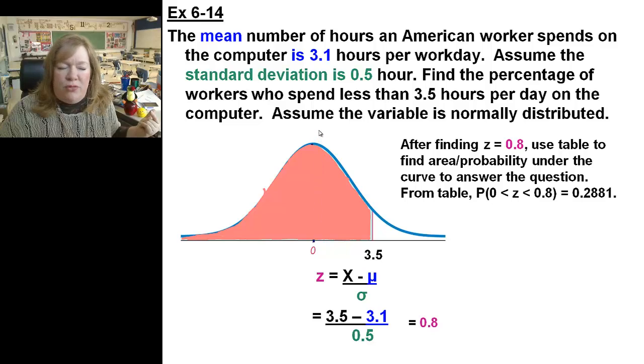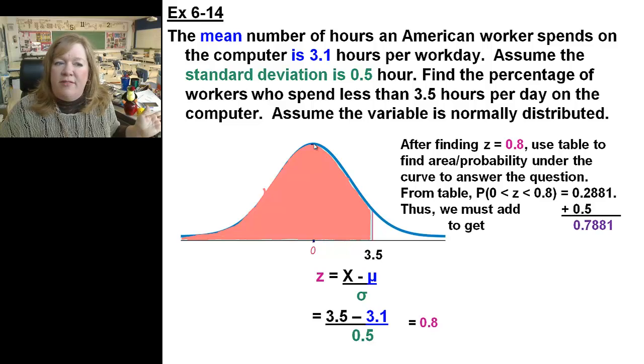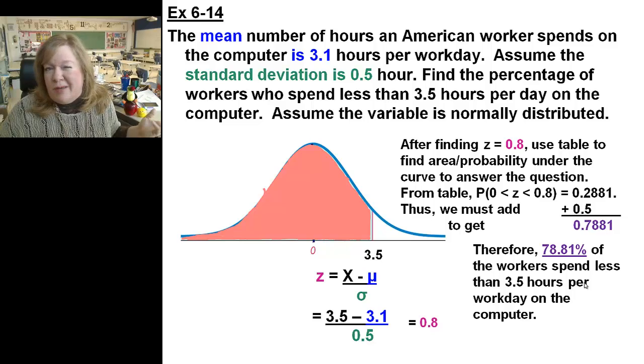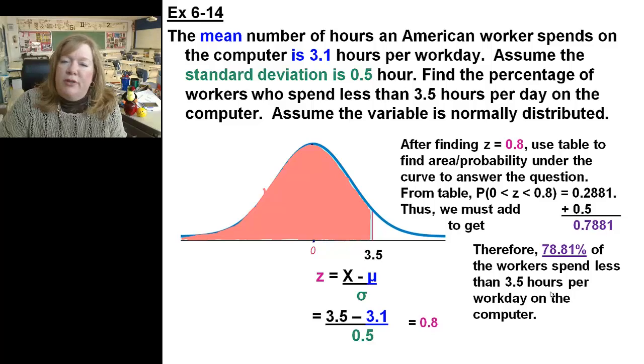And because you're professionals, you know that to the left of 0, to the left of the mean, is half your data because it's normally distributed. So I just add 0.5 on there, and we get 0.7881. That's it. So 78% of the workers, or 79 if you round, spend less than 3.5 hours on the computer, which I bet it's more now because, boy, are we getting technologically savvy.